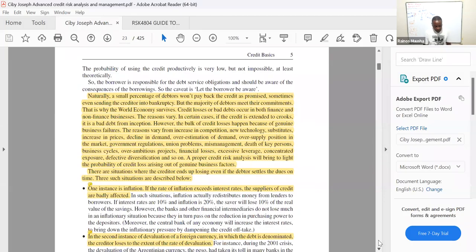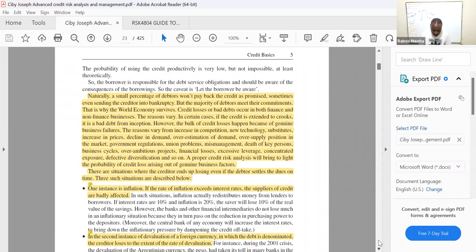They say, naturally, a small percentage of debtors won't pay back the credit as promised, sometimes even sending the creditor into bankruptcy. But the majority of debtors meet their commitments. So that is why the world economy survives. Credit losses or bad debts occur in both finance and non-finance businesses. The reasons vary. In certain cases, if the credit is extended to crooks, it is a bad debt from inception.